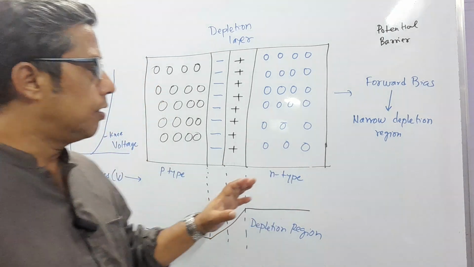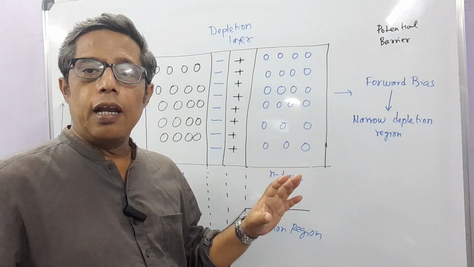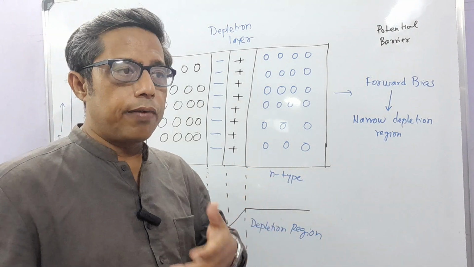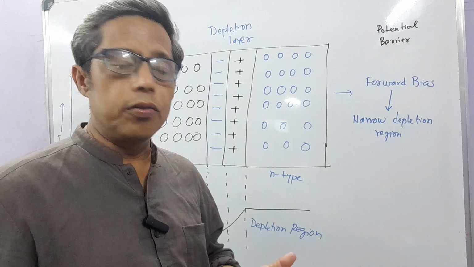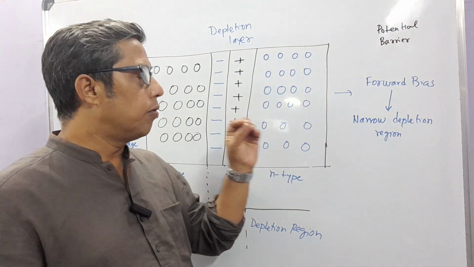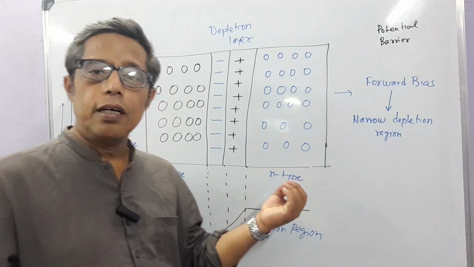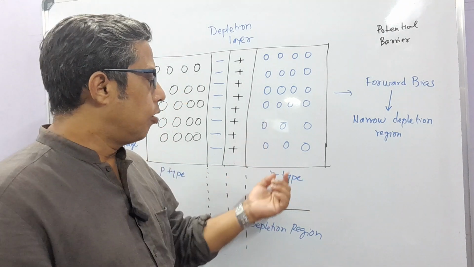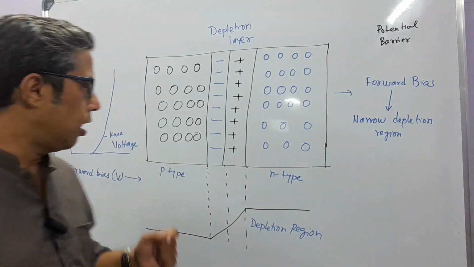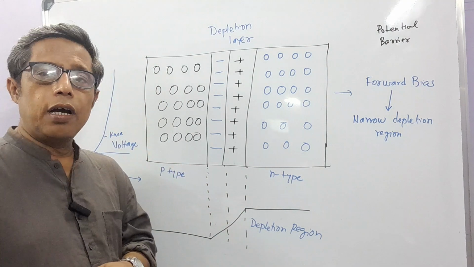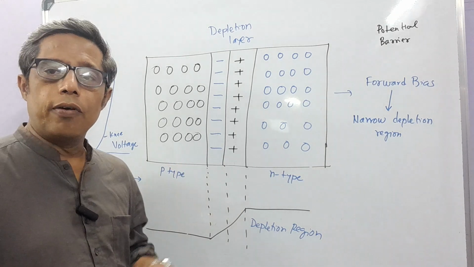Intrinsic semiconductor means everything is in full balance, with no high concentration of electrons or holes. Whenever we do doping, if we dope with trivalent atoms we get the p-type semiconductor. If we dope the semiconductor with pentavalent atoms, we get the n-type semiconductor.